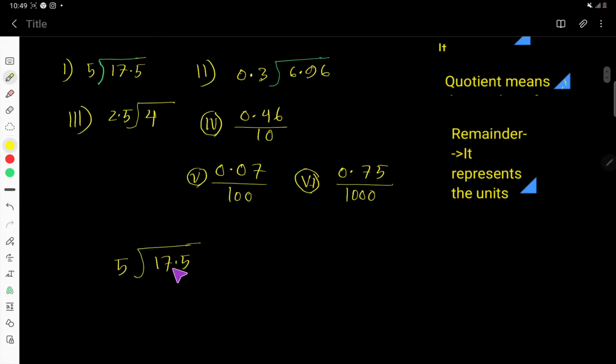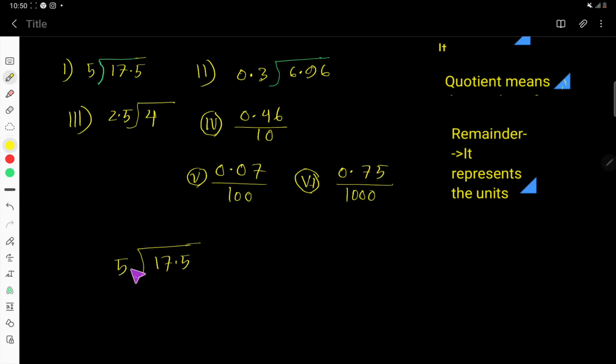So let us consider this first example. So look, to divide a decimal number by a whole number is very easy. It is the general division process. Just you have to take care of the decimal.